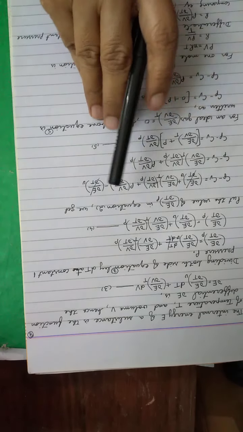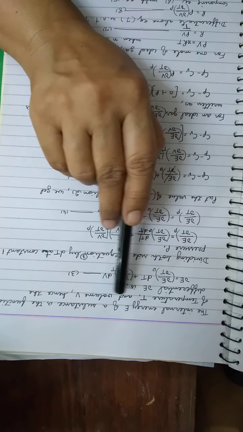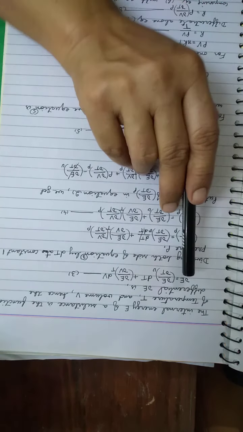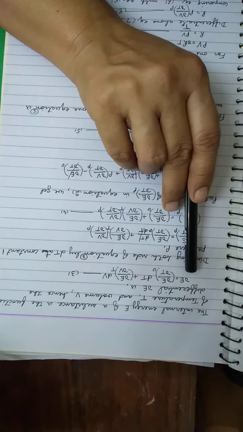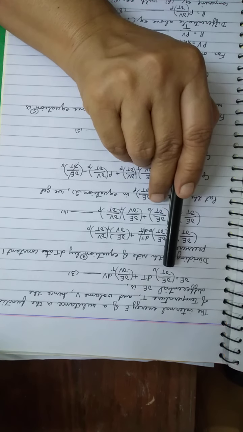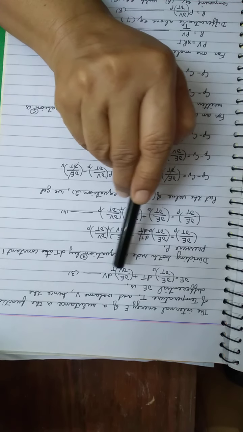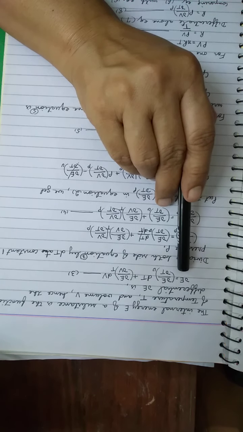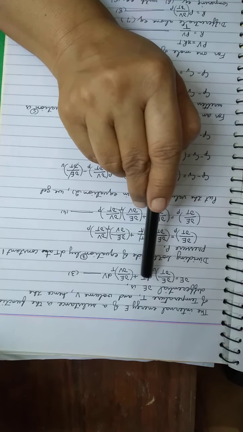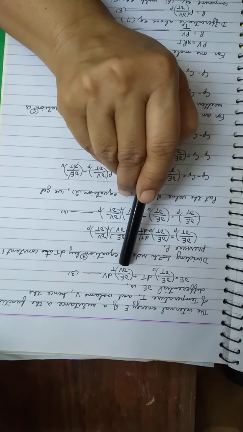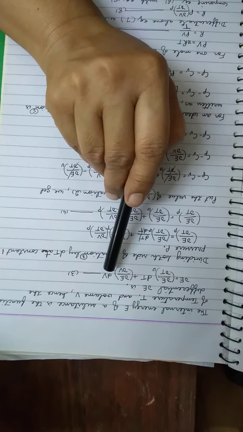Next, the internal energy E of a substance is a function of temperature T and volume V. So, we will differentiate this equation, partial E, with respect to T at constant volume and partial E with respect to V at constant temperature. So, partial E is equal to partial E by partial T at constant volume into dT plus partial E by partial V at constant temperature with respect to dV. This is equation number 3.